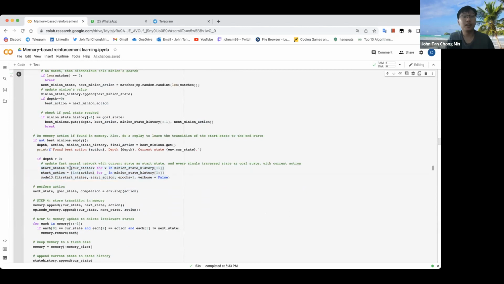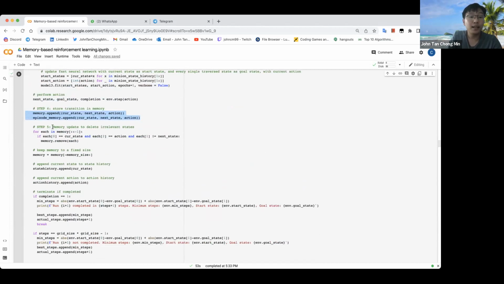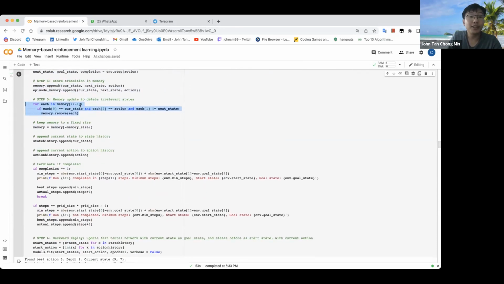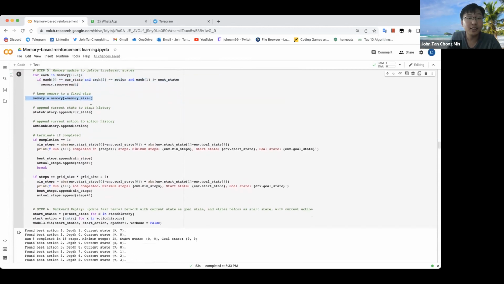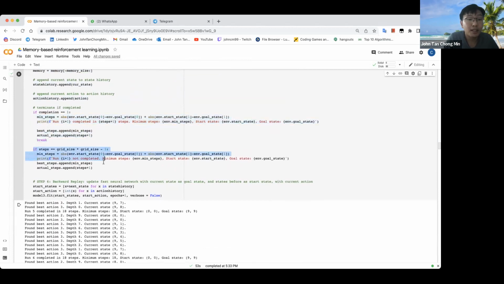We learn, given the current state, all the way to all the possible goal states along this state history. We learn the start state and action, and we fit the goal-directed model. Next we perform the action, then we update our memory and the episode memory. Then we delete the irrelevant states that don't match the environment transition. This is important, by the way. If you don't do this, you might get an inaccurate memory retrieval next time if the environment changes. We keep the memory to a fixed size, append the state history and action history. Once we complete, we print out our best and actual steps, and if we haven't completed, I also print this out.